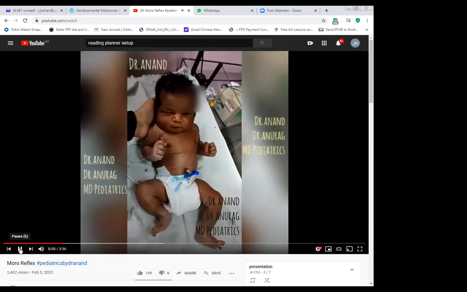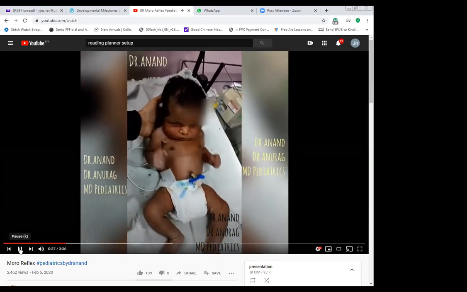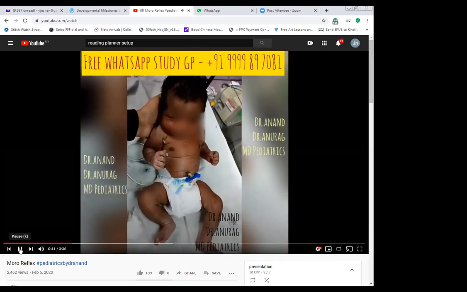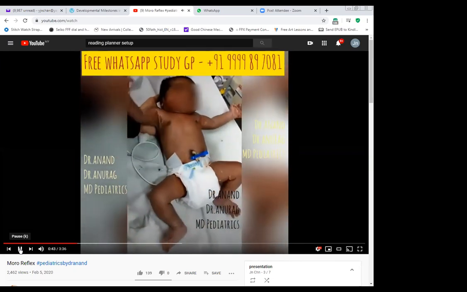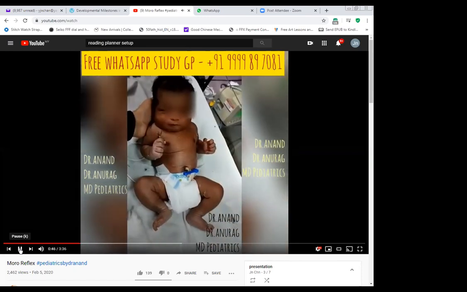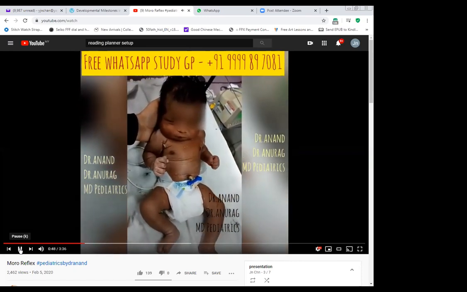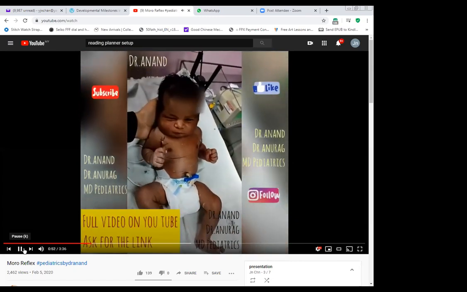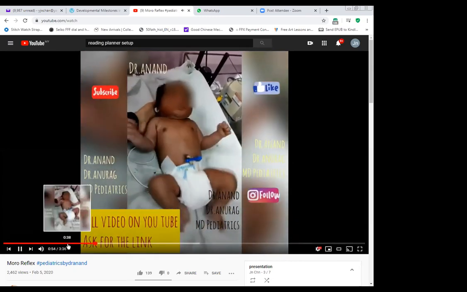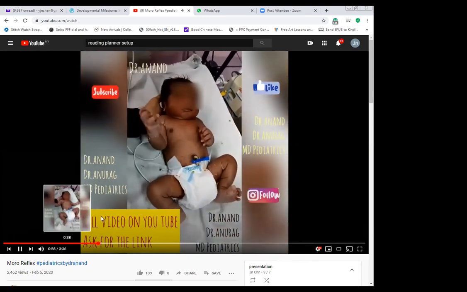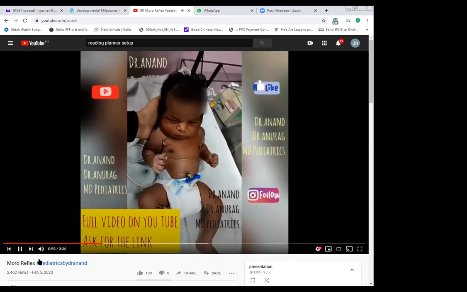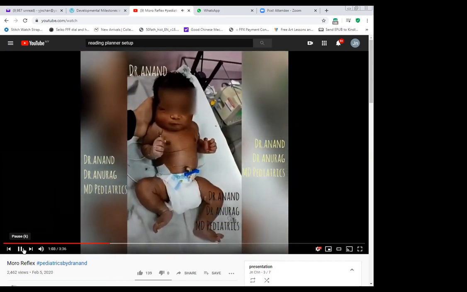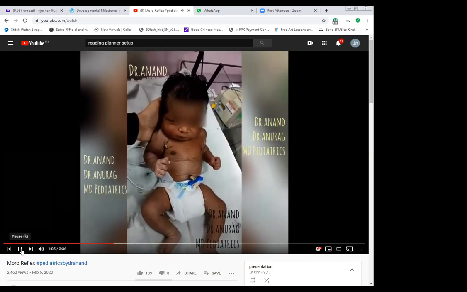Number one, when you suspend the head of the baby down, what happens? There is a symmetric, very important, symmetric abduction and extension of the upper limbs, with opening of the hands. Can you see the opening of the hands? Yes or no? Yes, this one, this one. Did you see that? I'll repeat again. The components of Moro are number one, symmetric abduction and extension of upper limbs with opening of the hands, followed by flexion and adduction, and the third is that the baby cries. So these are the basic important components of Moro.